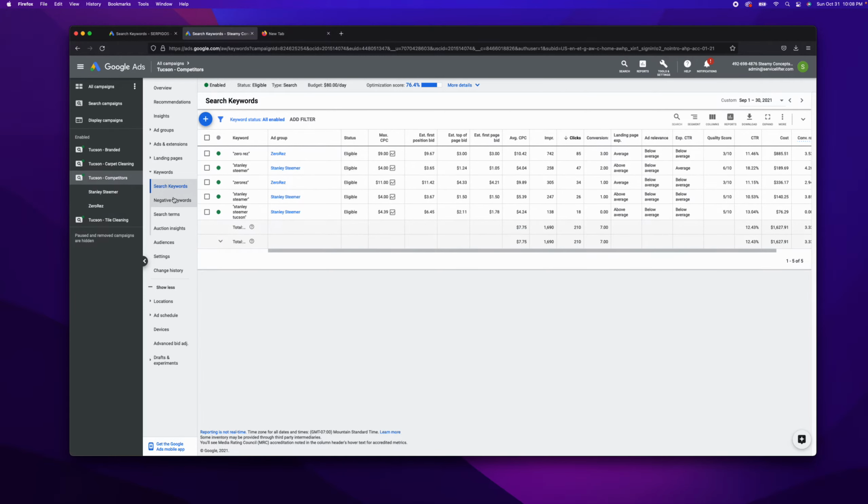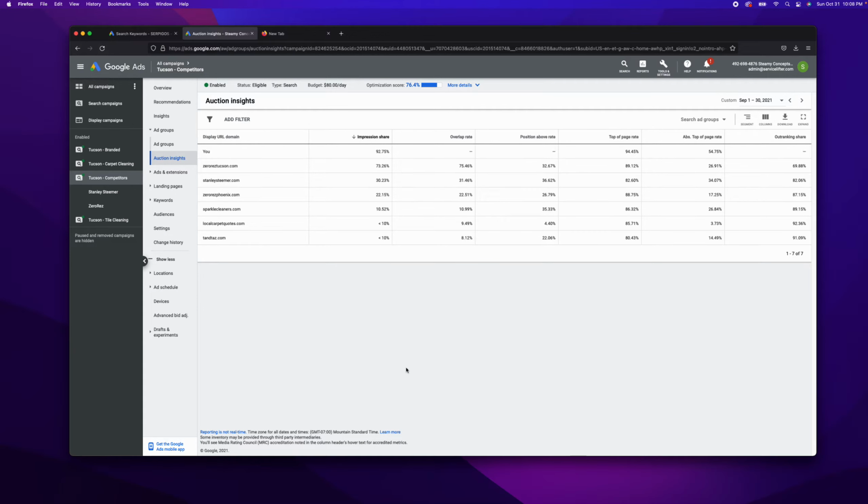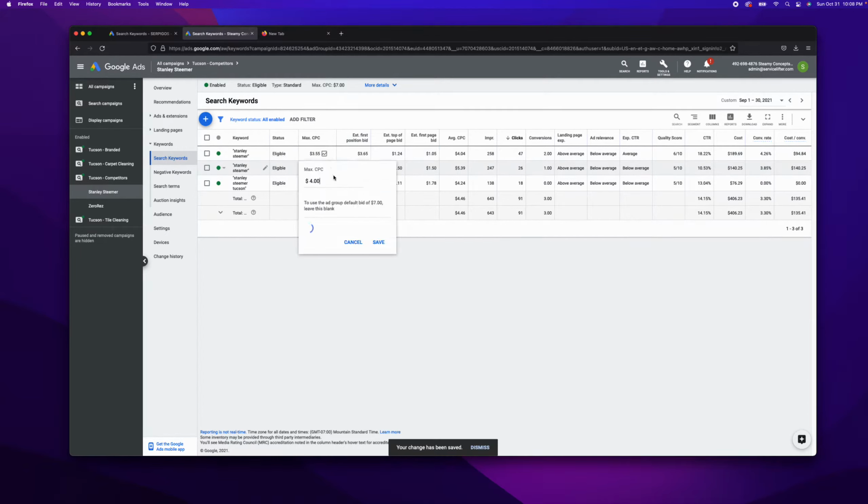If we come over here to the campaign level and we come down to ad groups, we take a look at the auction insights. What you'll notice is that we have a 92% impression share, 94% top of page rate, right? So we are beating Zero Res and Stanley Steamer on their own keywords, just based simply on the cost alone. So this is based on a few days ago, and this is a great example. So what I will do is I will come in here and I'll drop this down a few cents underneath the estimated first position bid.